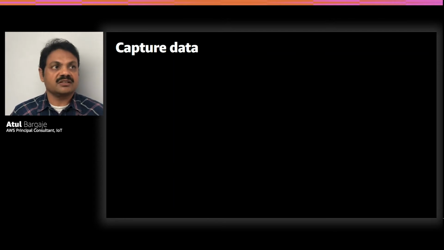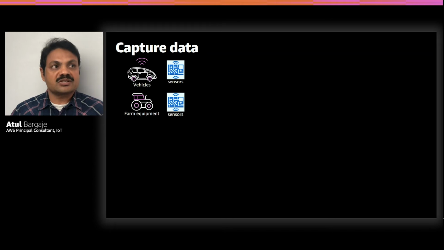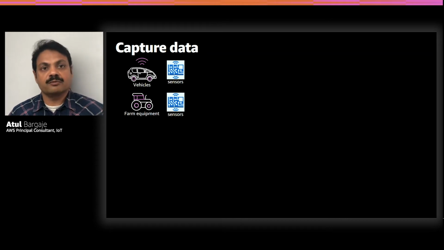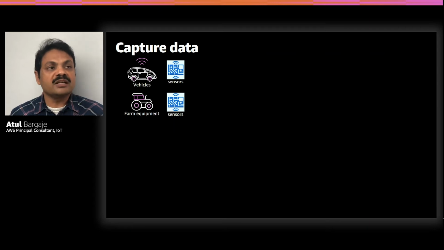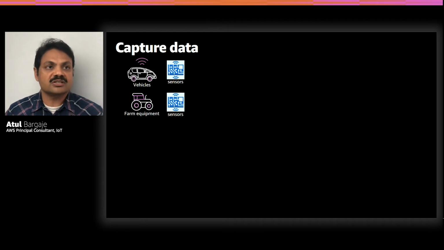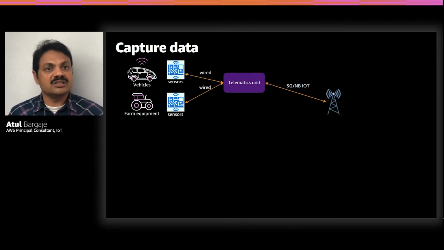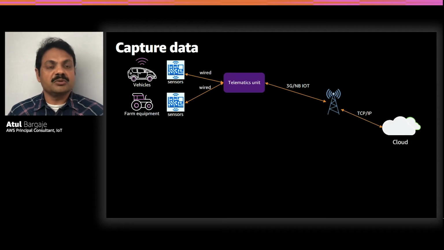When you're dealing with mobile equipment, such as vehicles, farm equipment, cars, trucks, these mobile equipment have sensors attached to a telematic unit. Now, this telematic unit would be sending the data over some cellular network through 3G, narrowband IoT, or even 5G these days to AWS IoT.